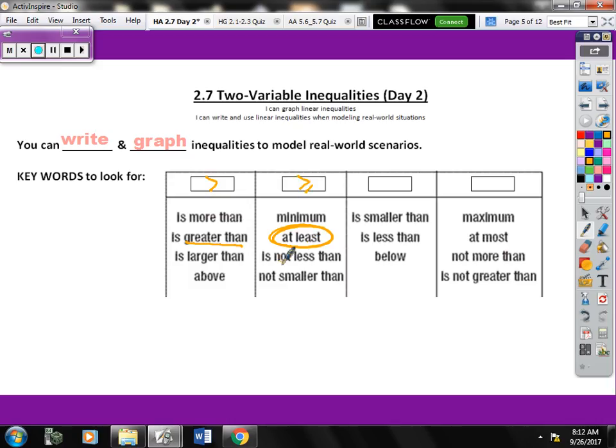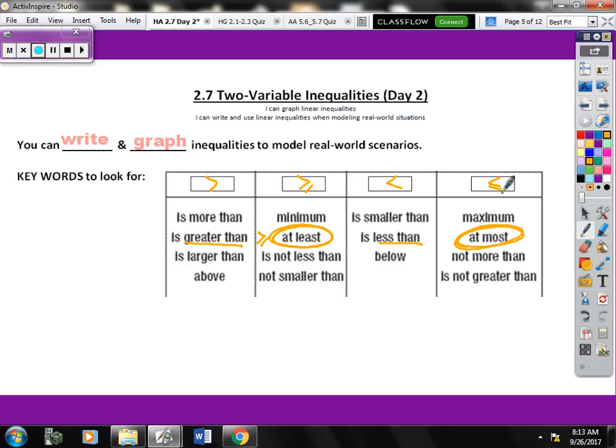Students for some reason see at least and they think less than. I don't know if it's because the L's sound alike, but you're saying at the very least I want so many dollars or so many kits. So anytime you see the word at least, you're always choosing greater than or equal to. Is smaller than, is less than, that gives it away, less than symbol. The last one, maximum, again, this word at most is one that students think greater than, but it should be less than or equal to.